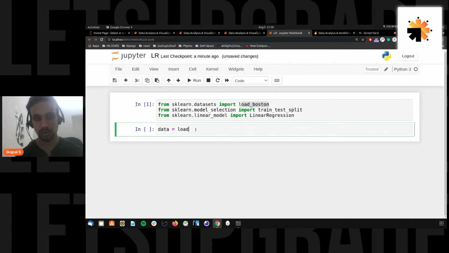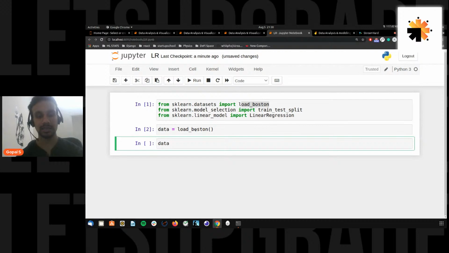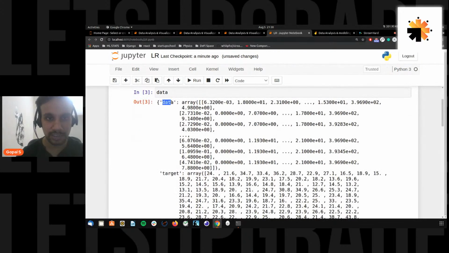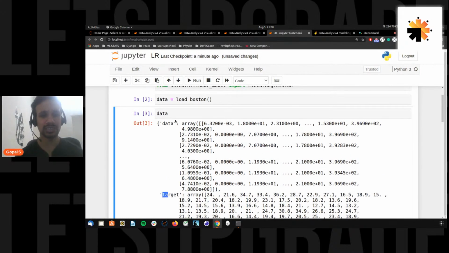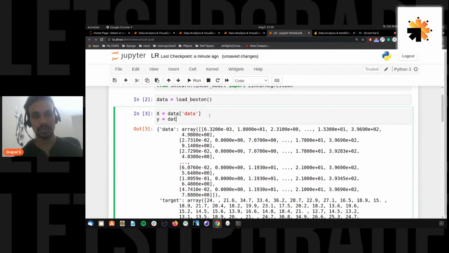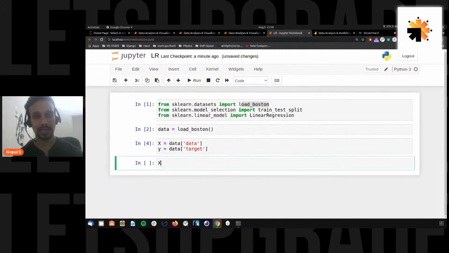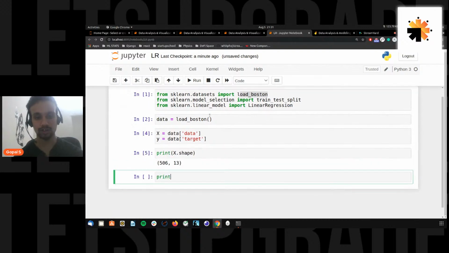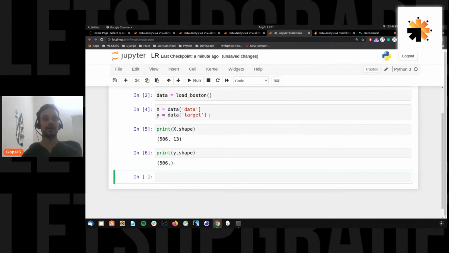data = load_boston(), and it gives you a dictionary of what? The data that we just talked about earlier, right? X values and target. So let's extract them. This is nothing but a dictionary, so I'm going to say x = data['data'], we are just accessing the key value here, and afterwards y = data['target']. Let's see x.shape and print y.shape. Okay, now we have X and Y.